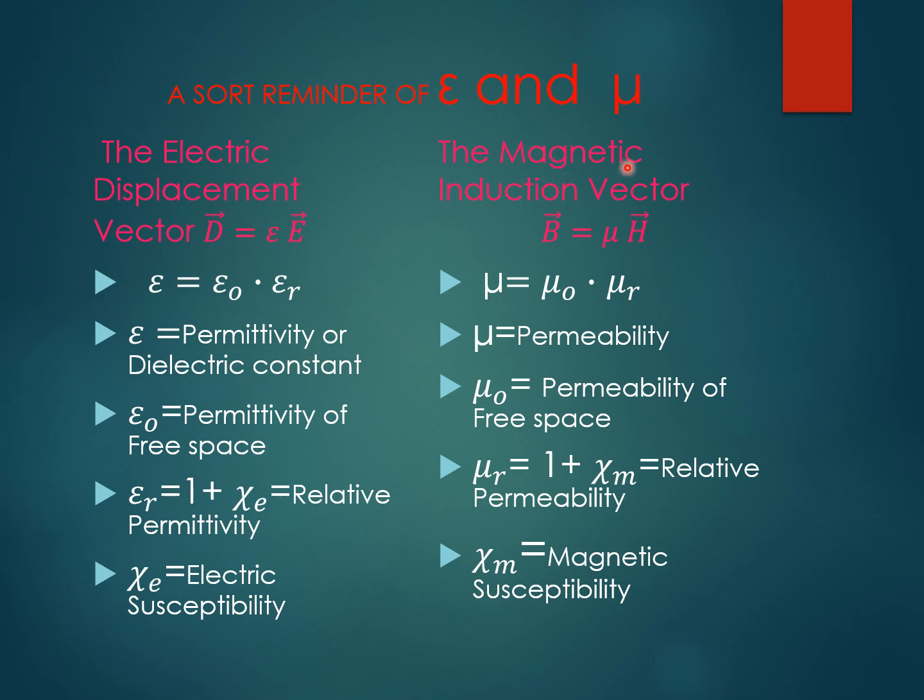The magnetic induction vector B is defined as the product of mu times capital H, where mu is the product of mu naught times mu r, where mu is the permeability and mu naught is the permeability of free space. Mu r is the relative permeability, equal to 1 plus chi sub m, where chi sub m is the magnetic susceptibility.